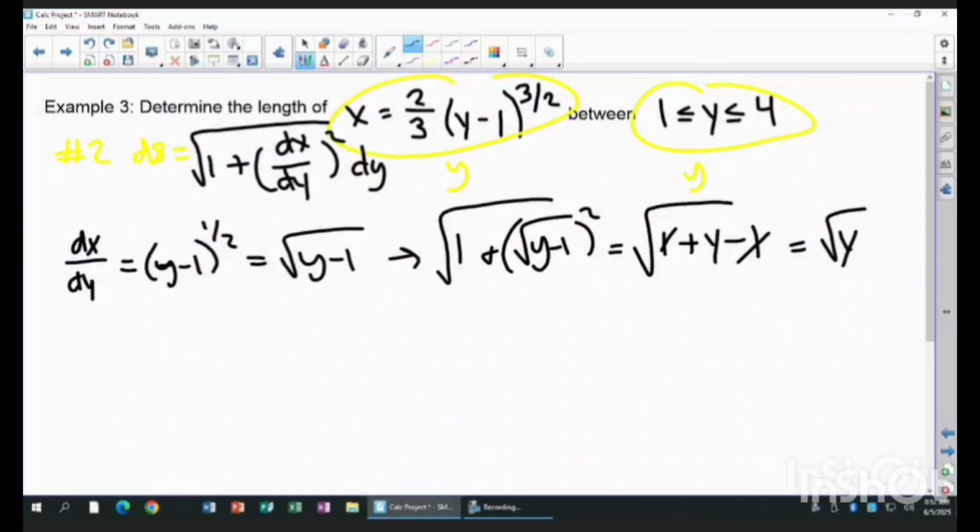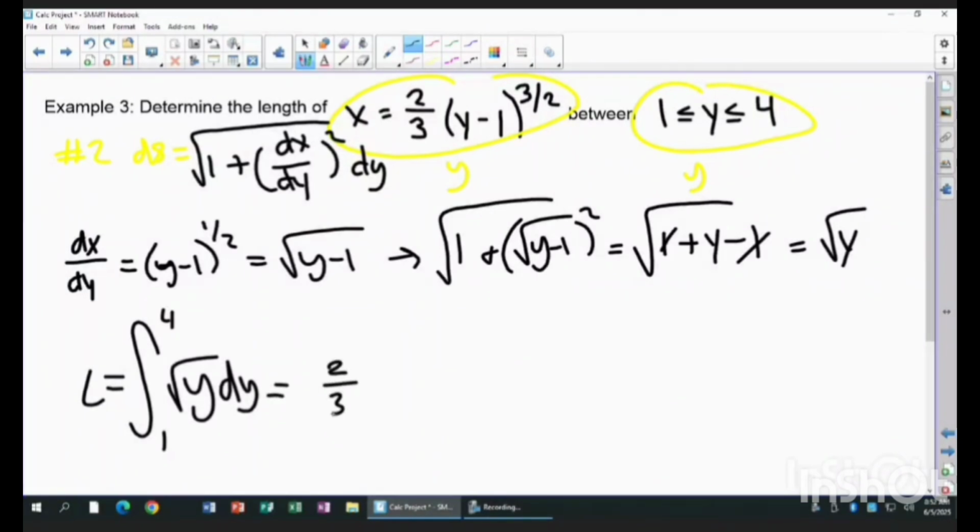You plug this into your interval from 1 to 4, because your interval is the limits for your integration. Change the element: root y dy, and then that's a very simple one to solve.